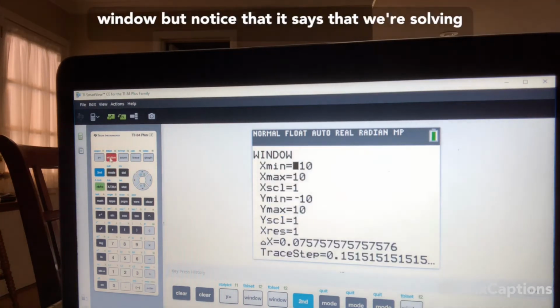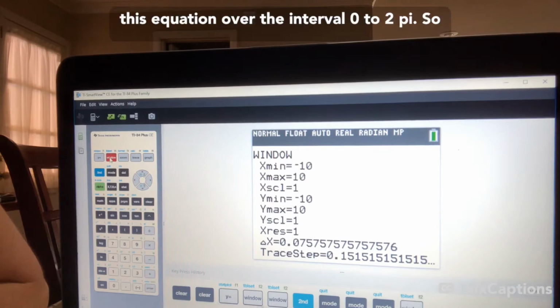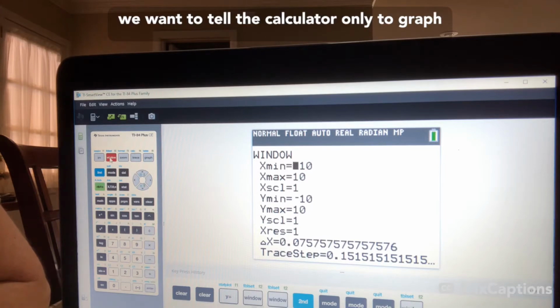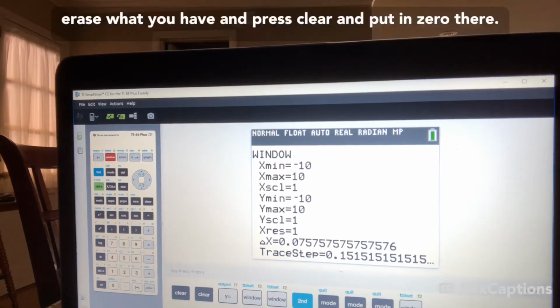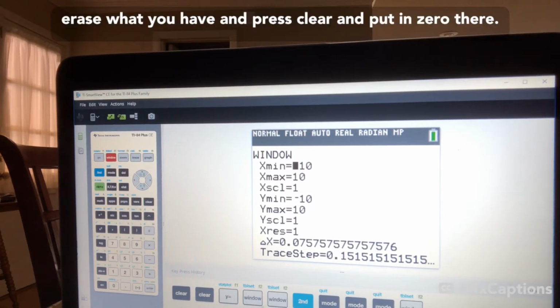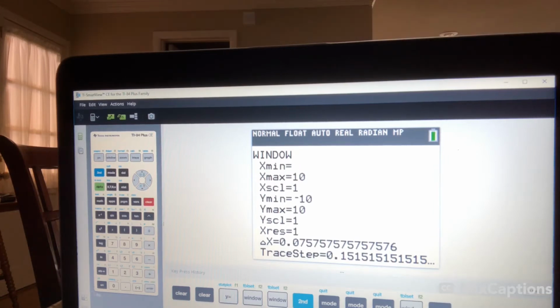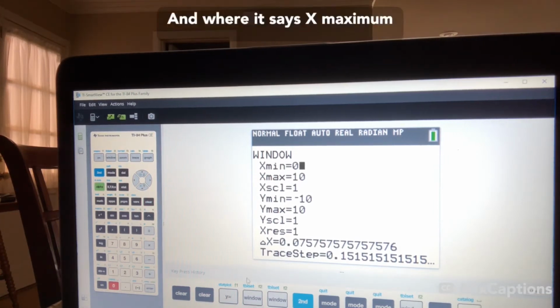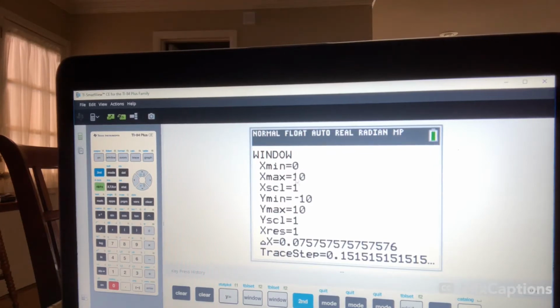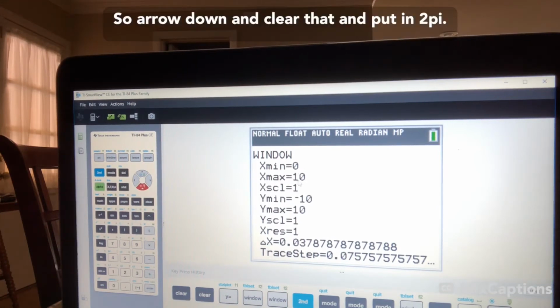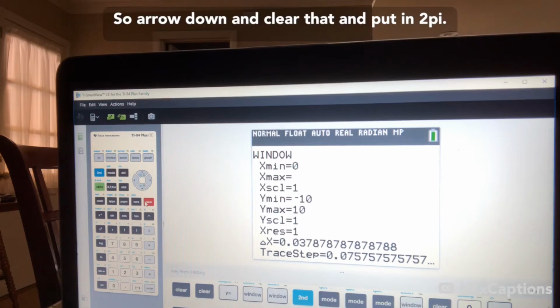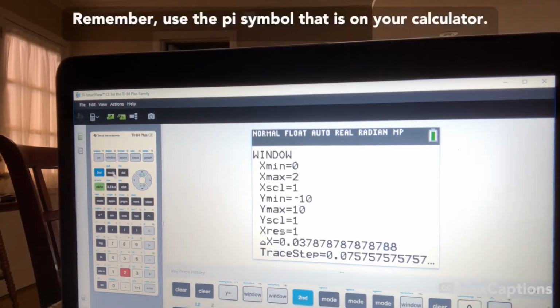And this is the standard window, but notice that it says that we're solving this equation over the interval 0 to 2 pi. So we want to tell the calculator only to graph that much of the graph. So where it says x minimum, erase what you have and press clear and put in 0 there. And where it says x maximum, arrow down here, clear that and put in 2 pi. And remember, use the pi symbol that is on your calculator.